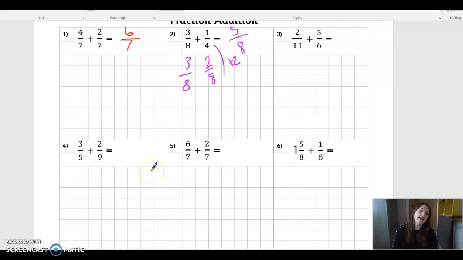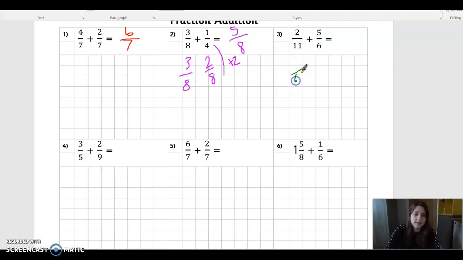Now, number 3 gets a little bit trickier once again because I cannot make 6 go into 11. So I'm going to have to find a common multiple. So if I think about my 11 times table and my 6 times table, which number comes up first in both of those times tables? And then I need to convert them both into that. Now, this one's a bit tricky because you have to go quite far. So the first number that comes up in both of those times tables is 66.